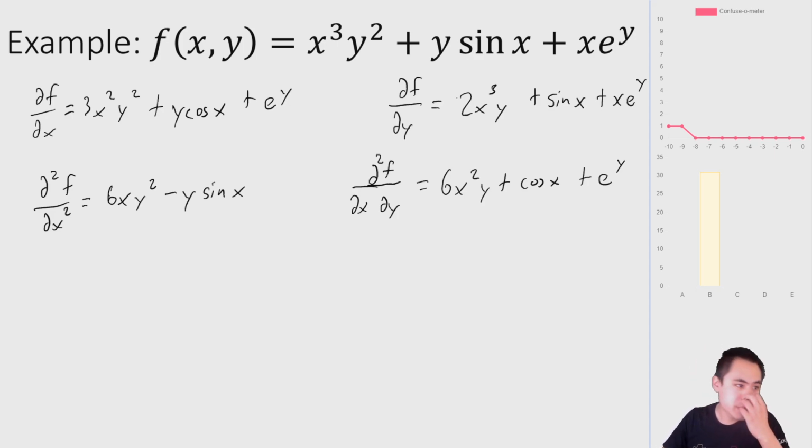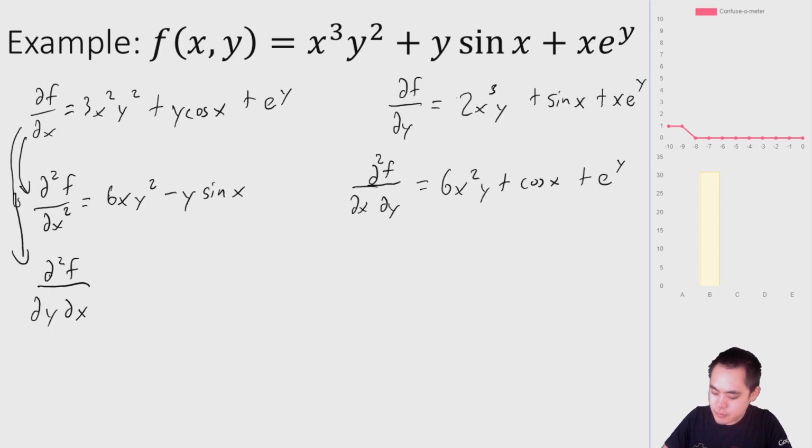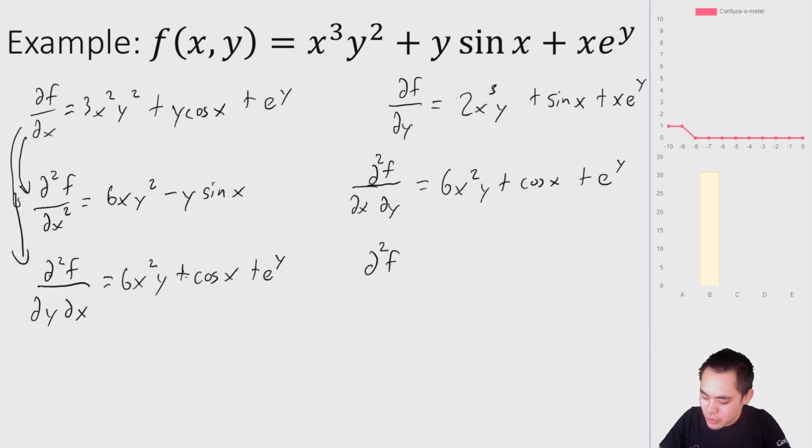And we can take the partial derivatives with respect to y again. So that gives us del squared f del y del x. Again, we're starting from there. So this is going to be equal to 6x squared y plus cosine of x, because the derivative with respect to y of y is just 1, plus e to the y. And we can do the same thing over here. So del squared f del y squared is going to be equal to 6x squared plus e to the y.